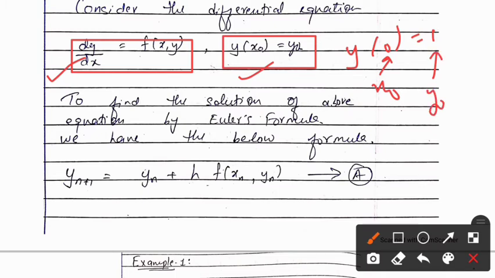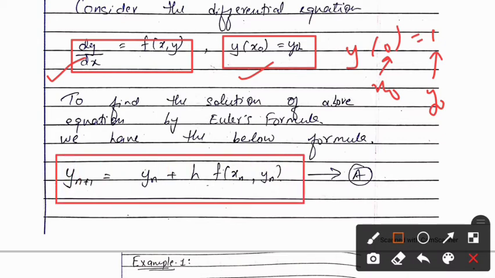Okay, to find the solution of the above equation by Euler's method, we have the formula y(n+1) is equal to yn plus h f of xn, yn. We name this as equation A. Now what you have to do here is, h is the step size, that is the difference of the interval. Now we have to take various values of n according to our given initial condition.